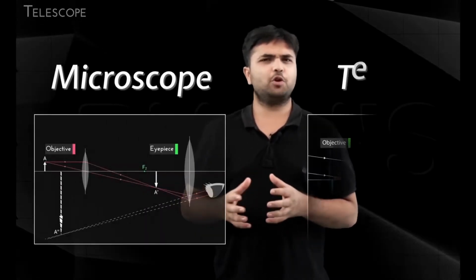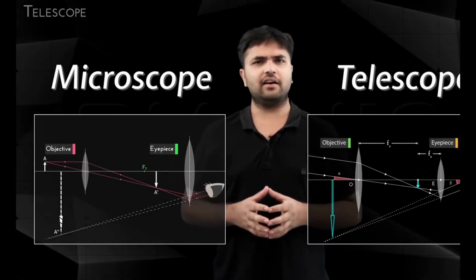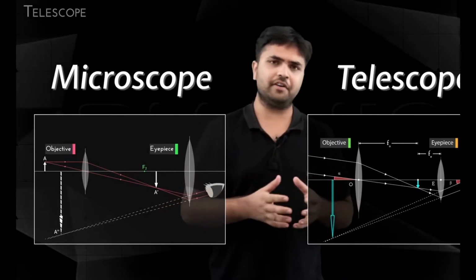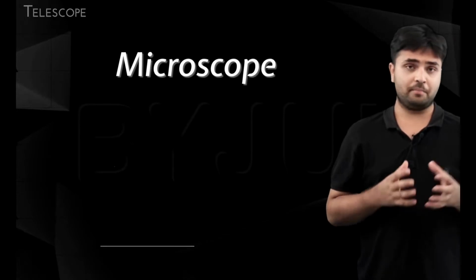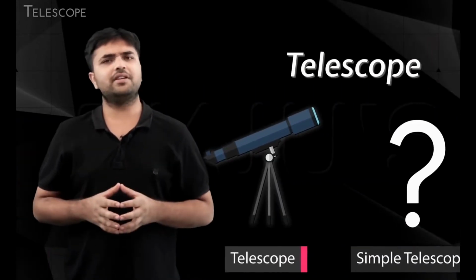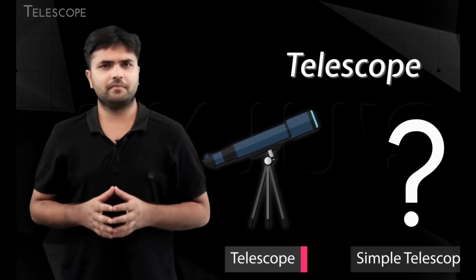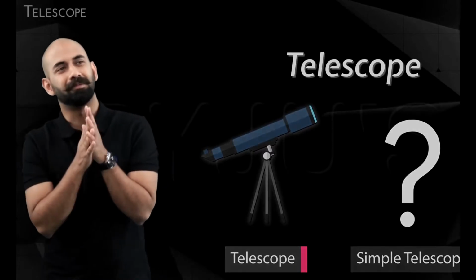Hey Avinash, all beautiful, but I have a doubt. You know, microscopes and telescopes have almost similar working, right? They both have two converging lenses and two-step image formation, then magnification. But we had two versions of a microscope, a compound microscope and a simple microscope, I remember. Why don't we have a simple telescope? Okay, so why no simple telescope?